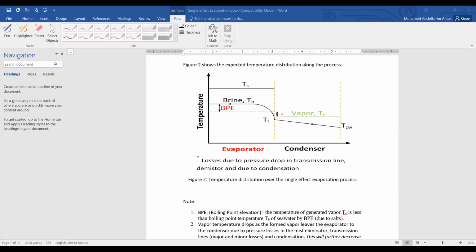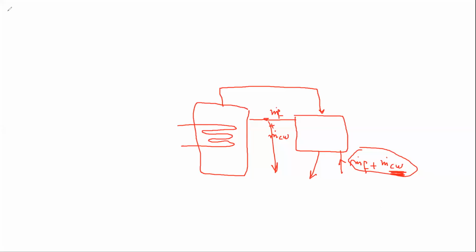When you are looking at the GOR generally, I'm trying here just to bring a whiteboard again. GOR has to be m dot distillate times HFG divided by QN. The m dot distillate has to be in kilogram per second. Which is what?